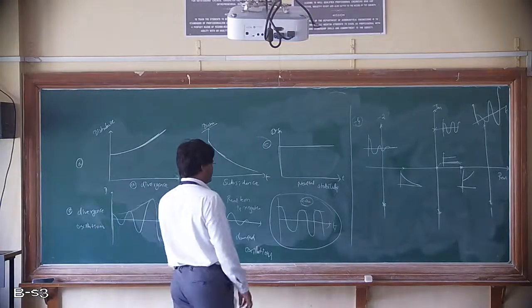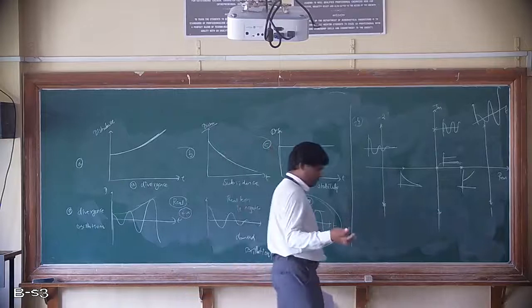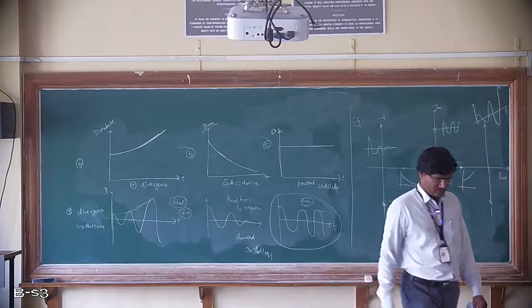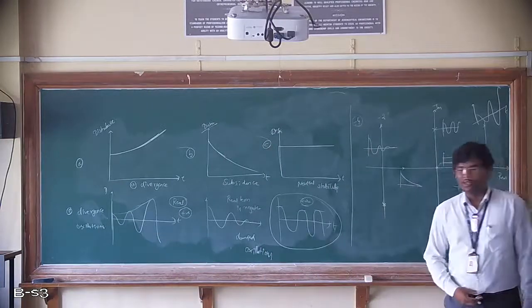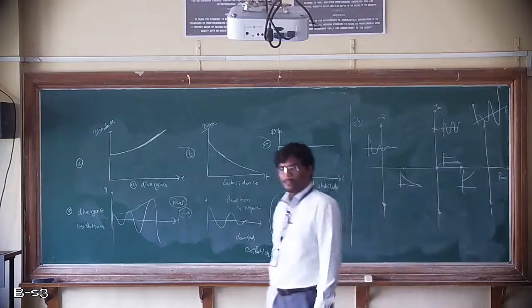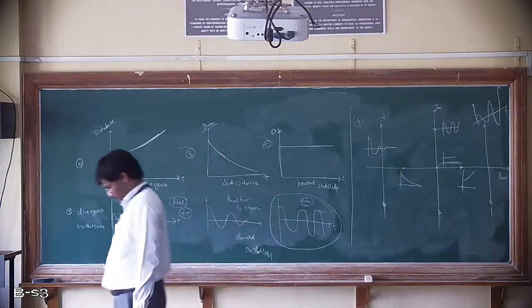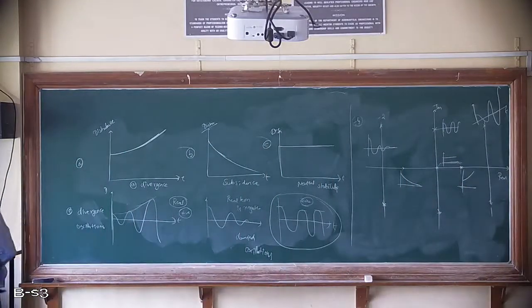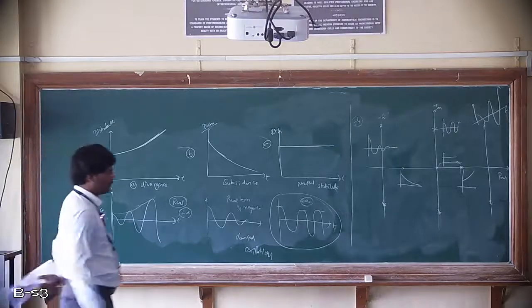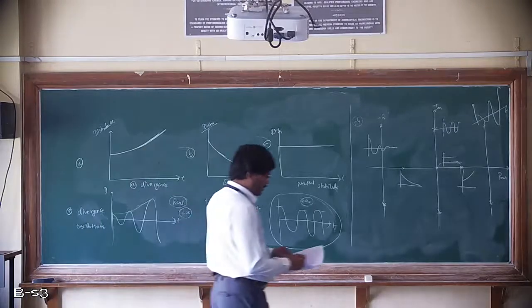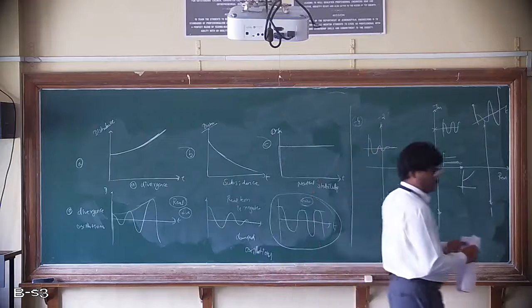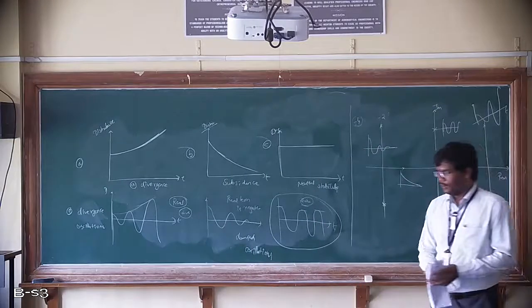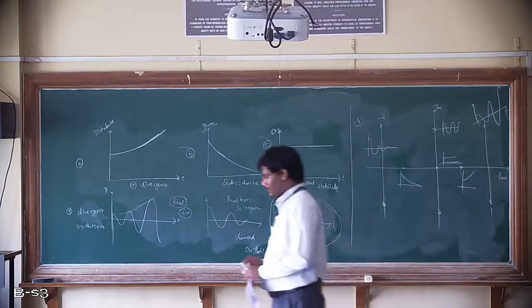Some students have already done some NPTEL courses, so you are already familiar with these terms: Phugoid mode, short period mode, and spiral, Dutch roll. Yes, we'll discuss those things in the next class.